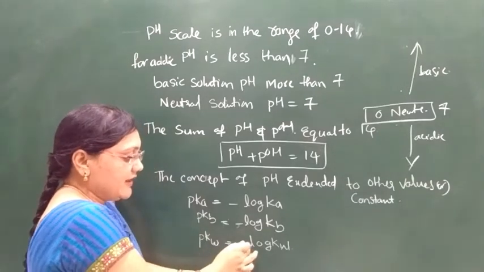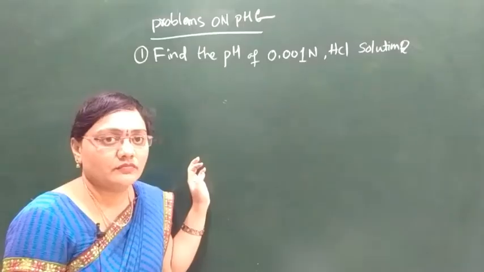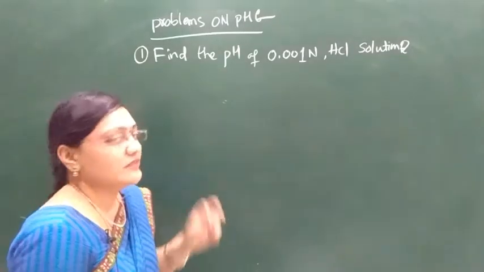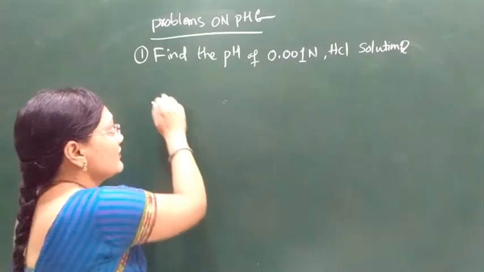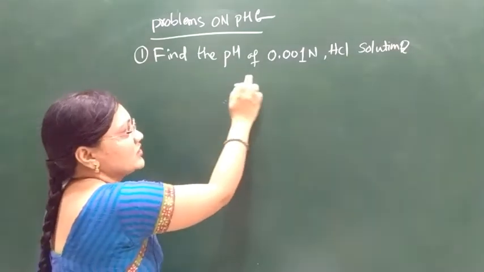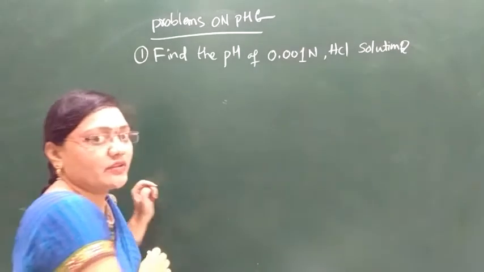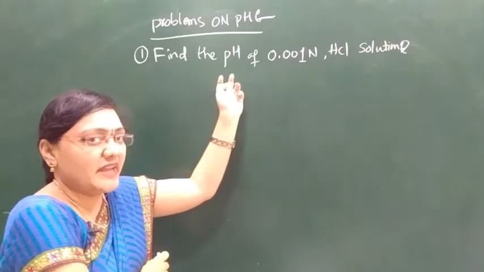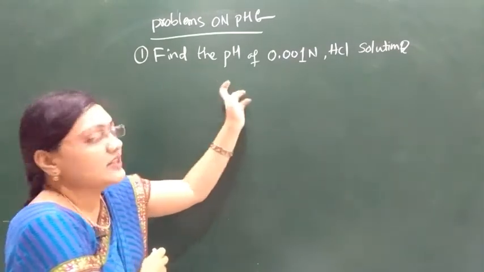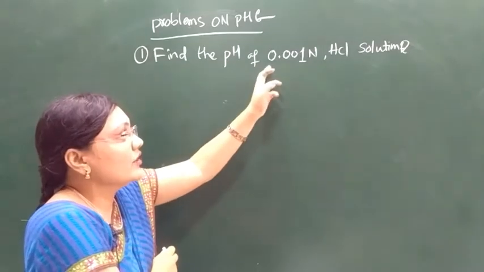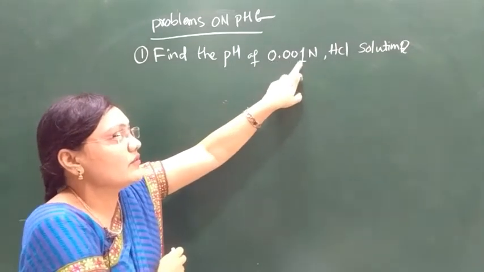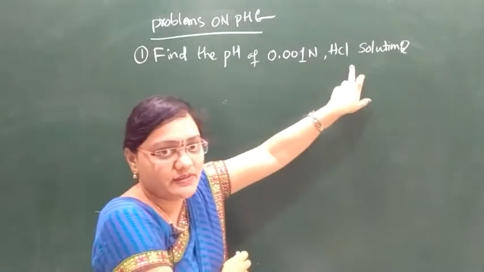pH equals minus log Kw. Now, problems on the pH scale. The first problem is to find the pH of a 0.001 M HCl solution. We don't know the pH value yet; this solution is 0.001 M HCl.